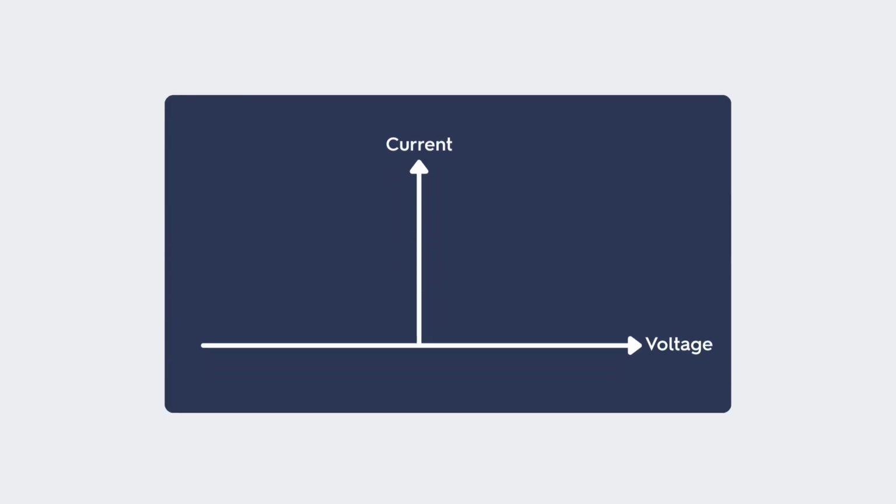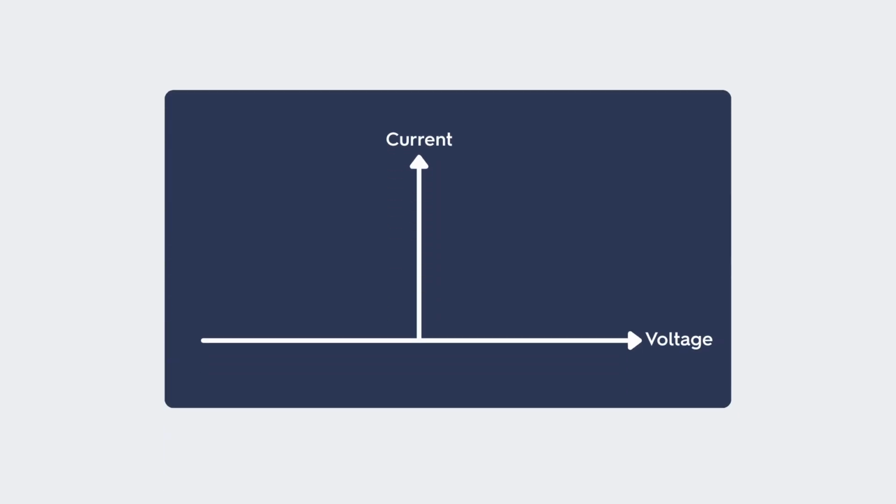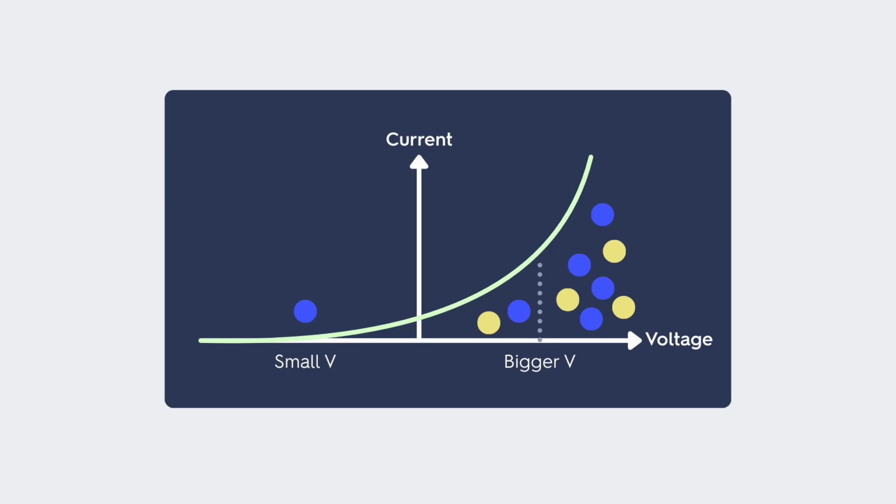Now let's connect this physical picture to the graph you usually see. On a diode current voltage graph, as you slowly increase the forward voltage, current stays tiny at first, then rises sharply as the barrier becomes easier to cross.